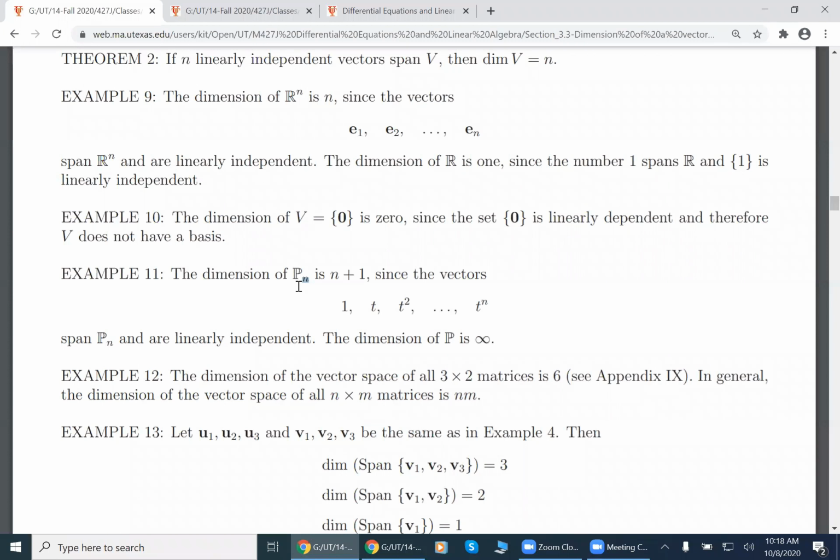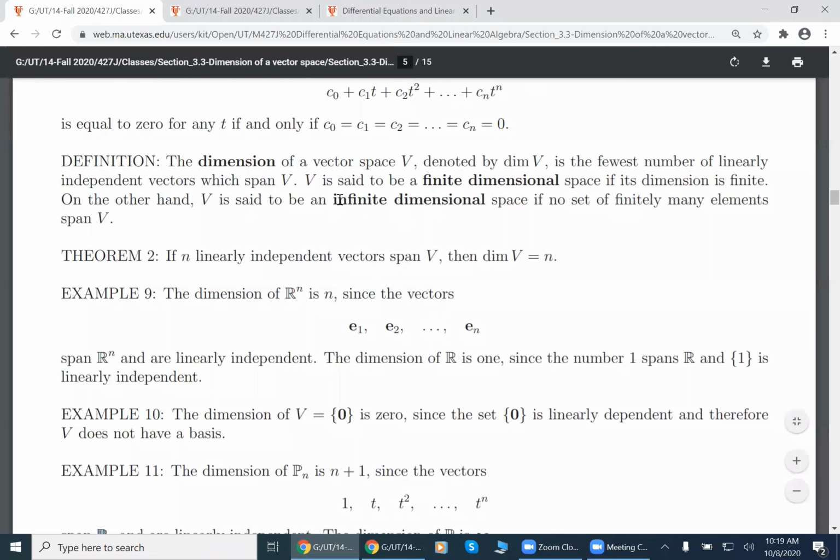Example 11. The dimension of Pn is not n. It's n plus 1. Here's why. Over here, instead of n vectors, we have n plus 1 vectors. Here we start with power 1, 2, and so on. And over here we have n vectors plus 1. N plus 1 vectors. So the dimension of Pn is n plus 1.